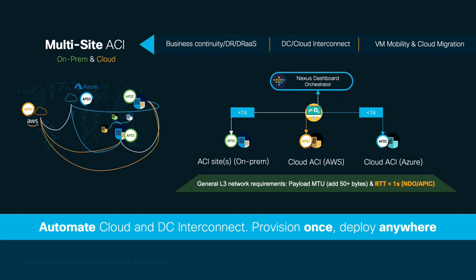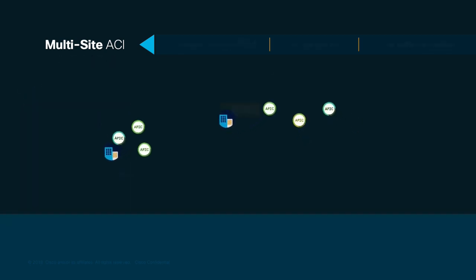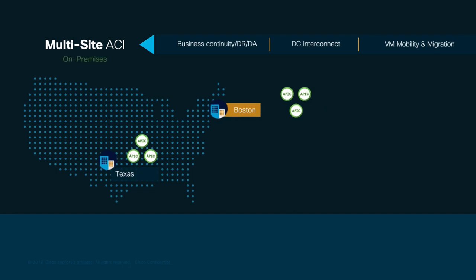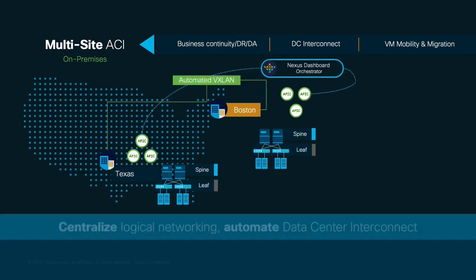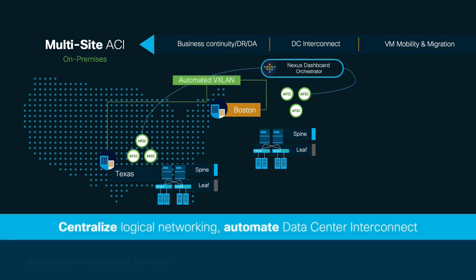Let's now get a bit more specific in the different scenarios where we could implement multi-site topologies, starting with on-prem. Let's imagine we have a couple of ACI sites, Boston and Texas, and you need to extend the network between them. Nexus Dashboard Orchestrator can help automate MP-BGP EVPN VXLAN between them. You could still run multi-pod in either site if you wanted to. Why would you do this? Well, the answer is simple.